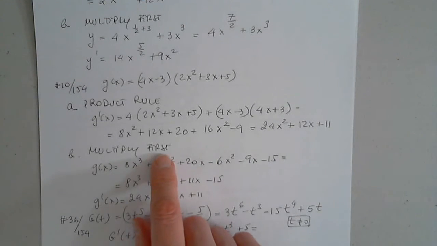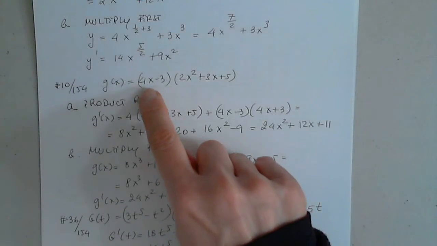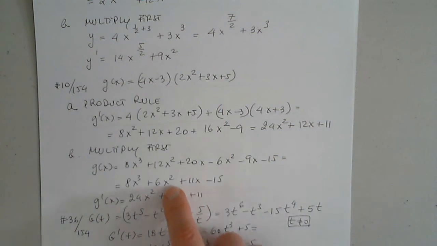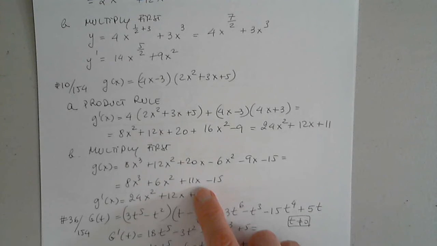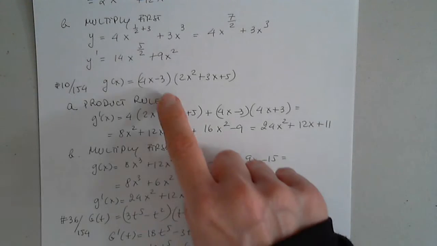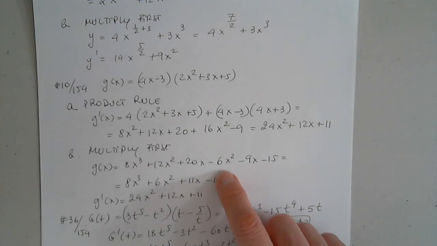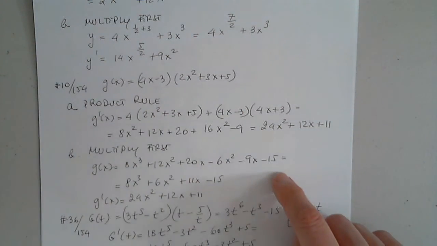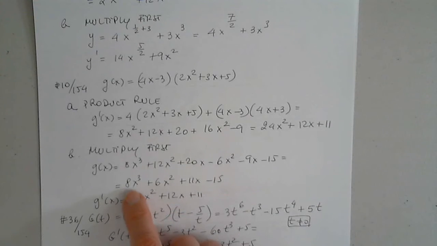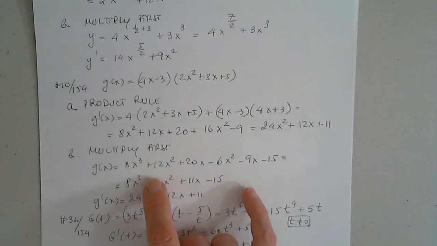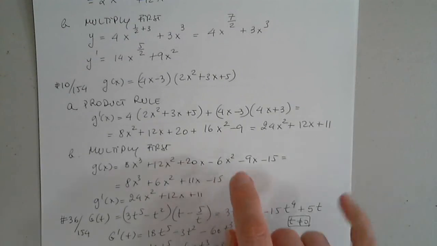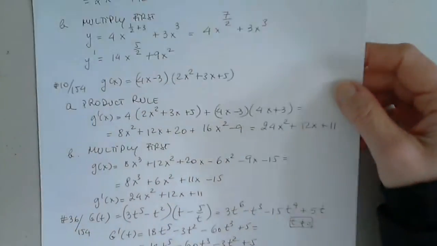If we need to multiply first, then 4x to 2x squared is this, 4x to 3x is this, 4x to 5 is 20x, then negative 3 distributed to 2x squared, negative 6x, and then negative 9x, and then negative 15. Combining like terms, first term is 8x cubed. These two will give us a 6. These two will give us an 11x minus 15, and these two are identical.